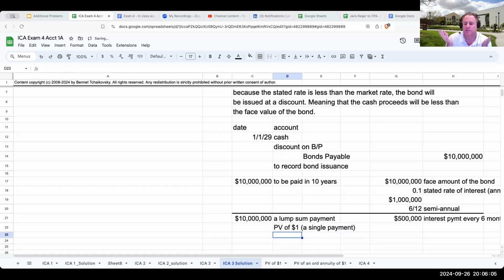Now, why is it that this is not worth $10 million today in cash? Because this is not going to be paid out to us until 10 years from now. So the value of this payment to us is not $10 million today. Rather, what amount could I invest at that market rate of interest and then ultimately receive $10 million?